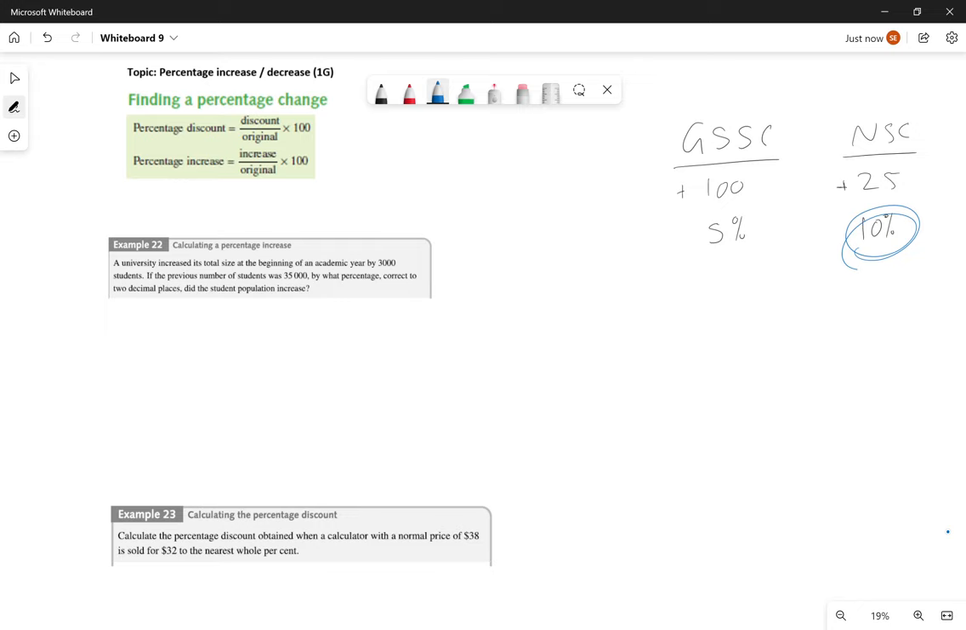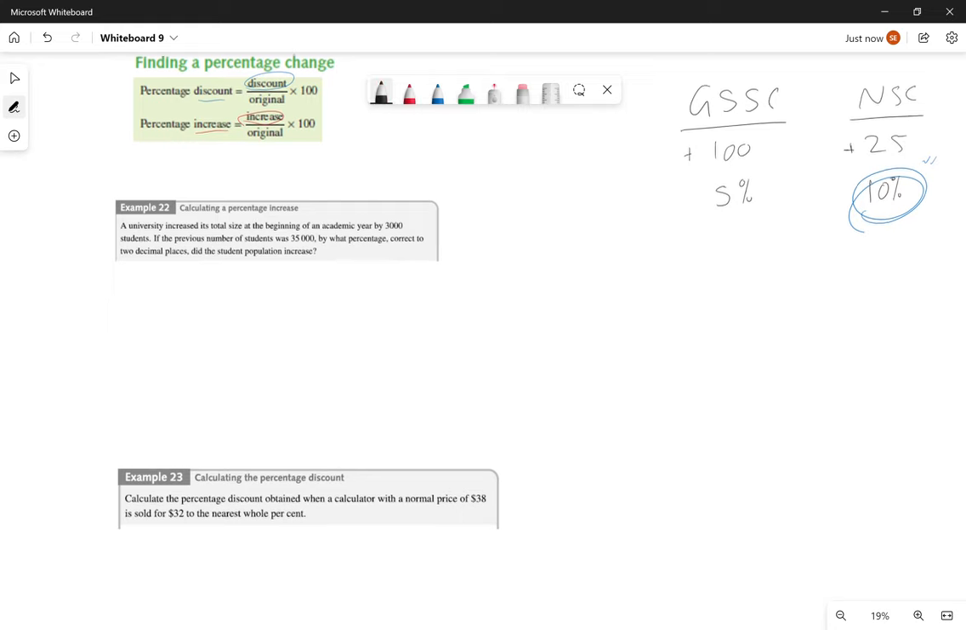And actually, if you're thinking about planning for students in the region, that's a bigger issue for the school to plan. So let's look at how we do it. We've got this formula here. The percentage discount or decrease is equal to the discount over the original price times 100. Same with our increase. It's just whatever the increase is over the original times 100. So we'll look at a couple of examples.